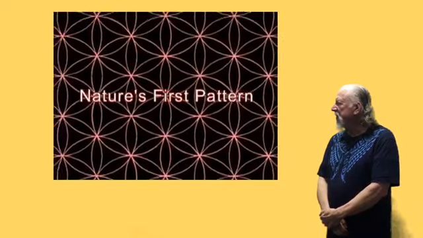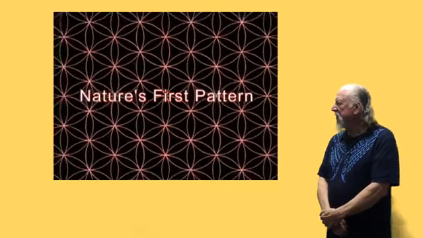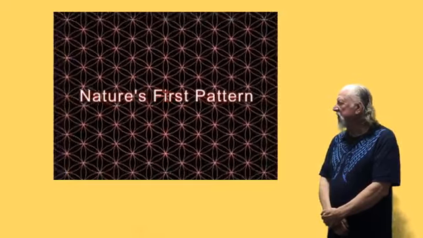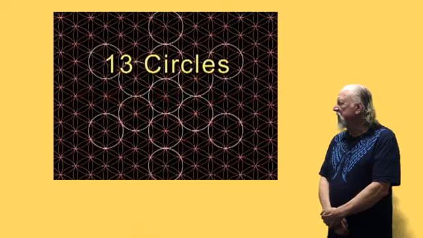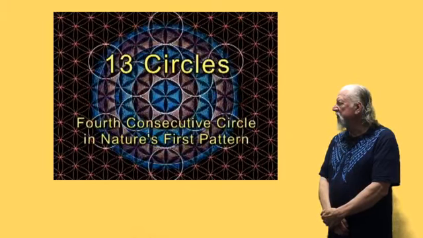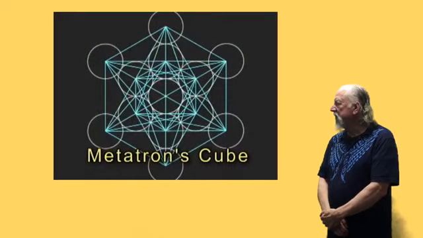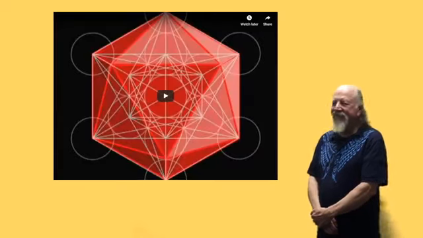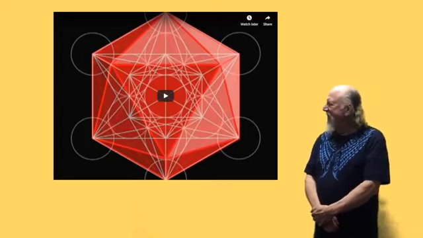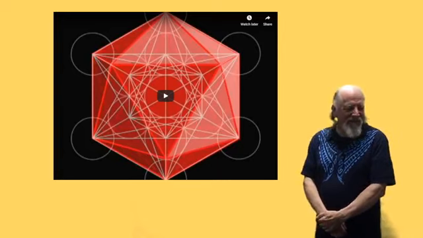And it traces right back to nature's first pattern and the 13 very special circles that are found inside the fourth consecutive circle of nature's first pattern. That's where it comes from. And when you connect the centers of those 13 circles, you get Metatron's cube. Oh yeah. That's amazing. Yeah, isn't that amazing?